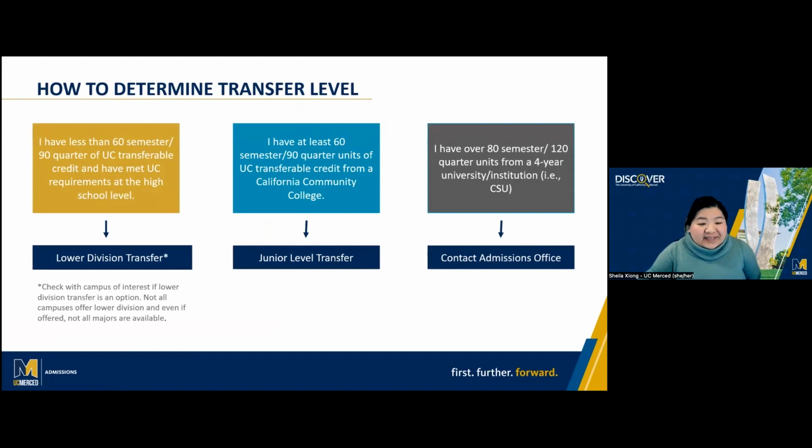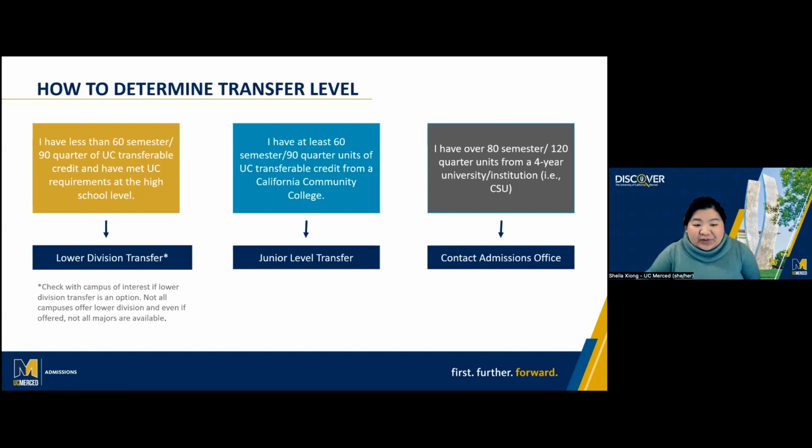Case scenario: I have less than 60 semester or 90 quarter units of UC transferable credit and have met the UC requirements at the high school level. If this applies to you, you could be a lower division transfer student. It is important to note, though, that if you are thinking about transferring as a lower division transfer student, you must check with the campus of interest if lower division transfer is an option. Not all campuses offer lower division, and even if lower division was an option, not all majors are available.